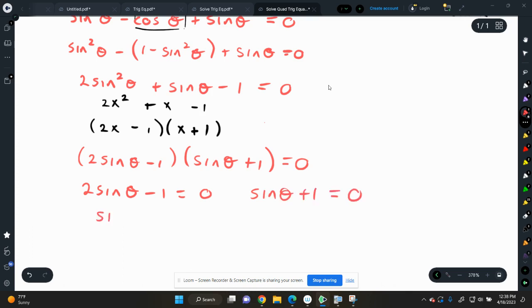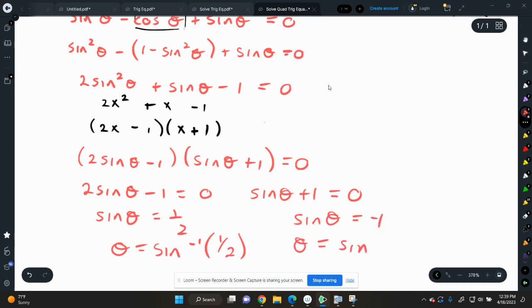So that means sine theta equals positive 1/2, which means theta equals the inverse sine of 1/2. And over here, we're going to get sine theta equals negative 1. So theta equals the inverse sine of negative 1.